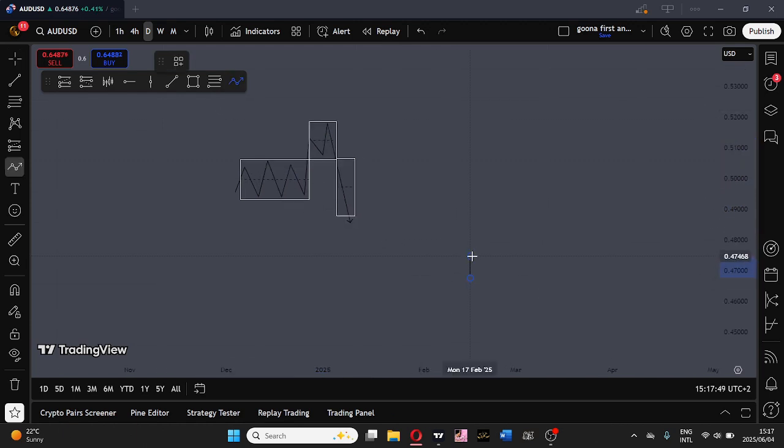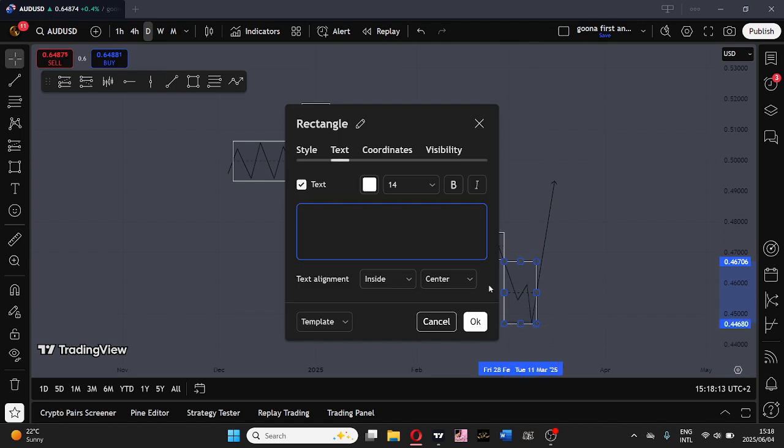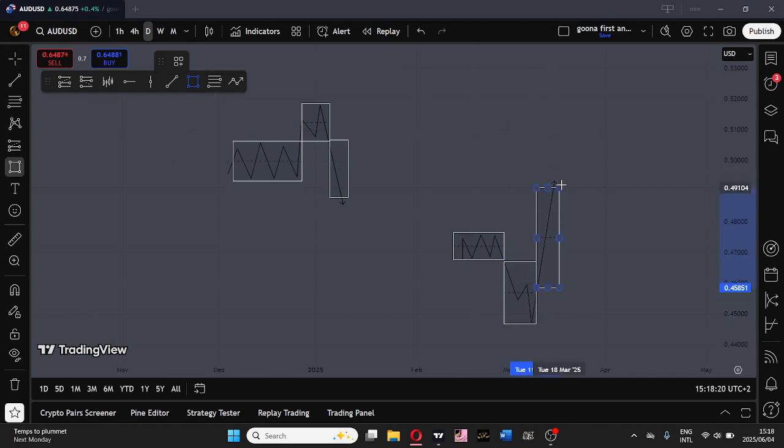Let's do it vice versa when it's in a bearish scenario: accumulation, manipulation, then distribution. Take notes as I'm doing this, it's very helpful. From midnight till 9 in the morning, accumulation. Then all the way down here, from 9 till 4 in the afternoon. Then you already know from 4 till 9, distribution.